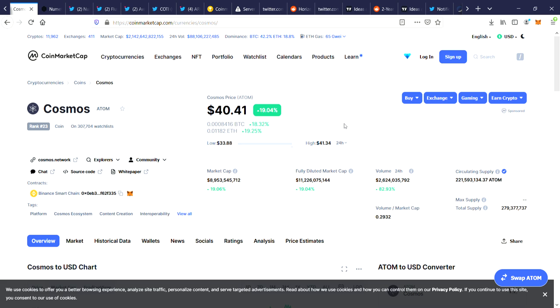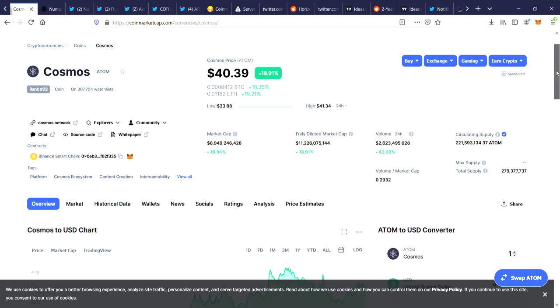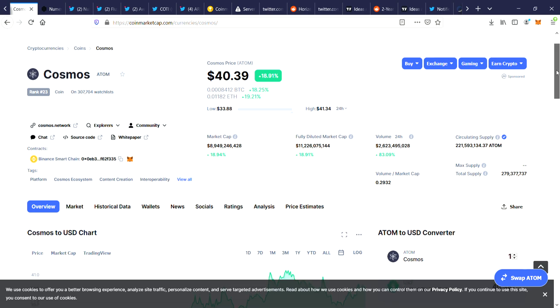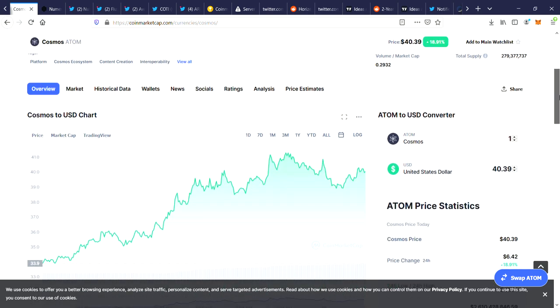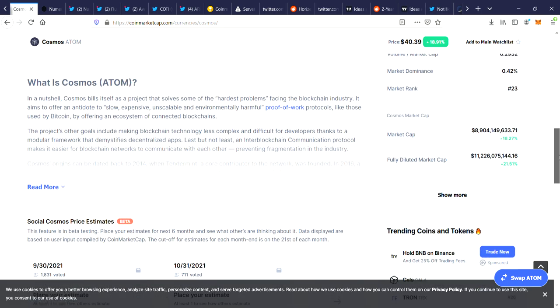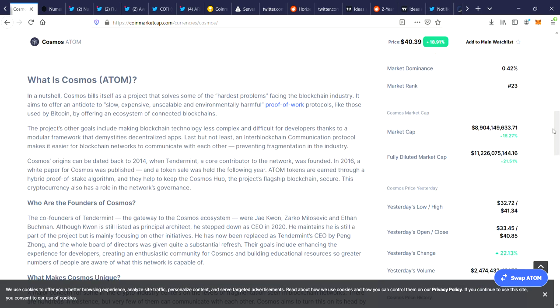So today guys, we're taking a look at Cosmos Atom. It's currently ranked 23 on CoinMarketCap with a price of $40.39, and it's currently up 19% today. So this is one of the top performing assets in the top 100. So I thought it'd be worth taking a look at this coin and seeing what's going on, doing a price analysis and seeing where it may be heading. So let's check out the stats here.